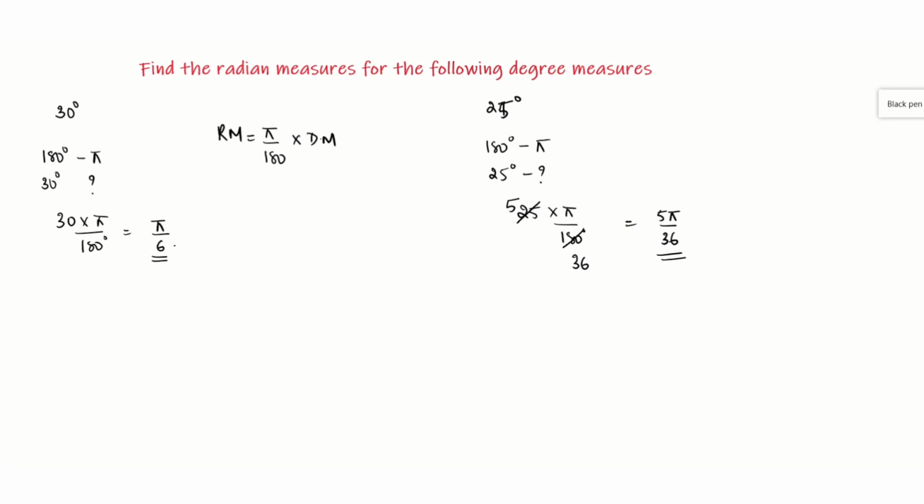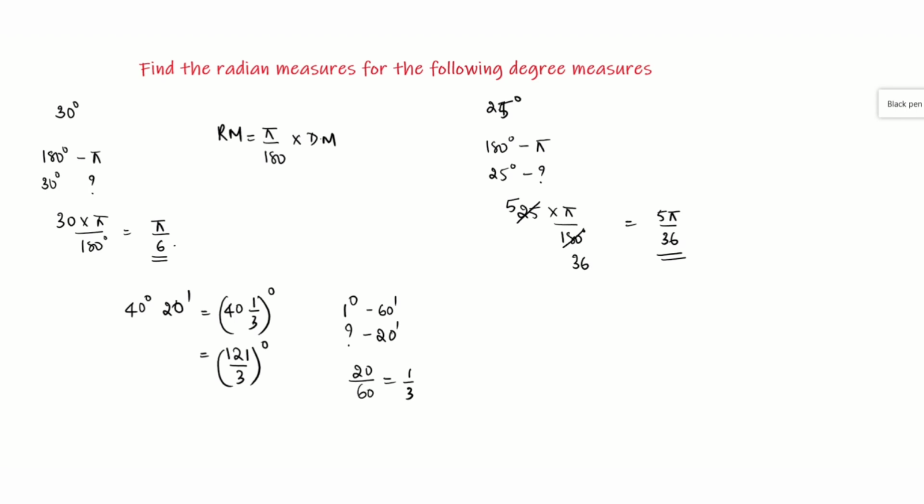Now let us convert 40 degree 20 minutes into radian measure. First, let us convert this 20 minutes into degrees. To do that, we know 1 degree is 60 minutes. So 20 minutes will be how many degrees? It will be 20 into 1 divided by 60, that is 1 by 3. So 40 degree 20 minutes is nothing but 40 and 1 by 3 degrees. So this is nothing but 40 into 3, that is 120 plus 1, that is 121 divided by 3 degrees.